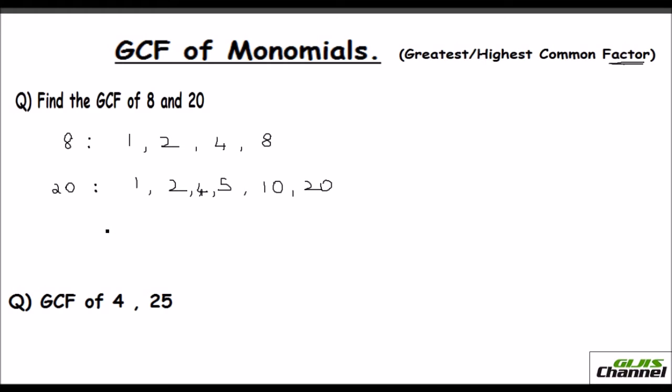Now you need to mark all common factors, right? So 1 and 1 is common. 2 and 2 is common here. And you have 4 and 4 as common, right? Nothing else is common. You're going to take the greatest common factor, the highest number among these common factors, which is 4. GCF, the greatest common factor is 4. Did you understand that?